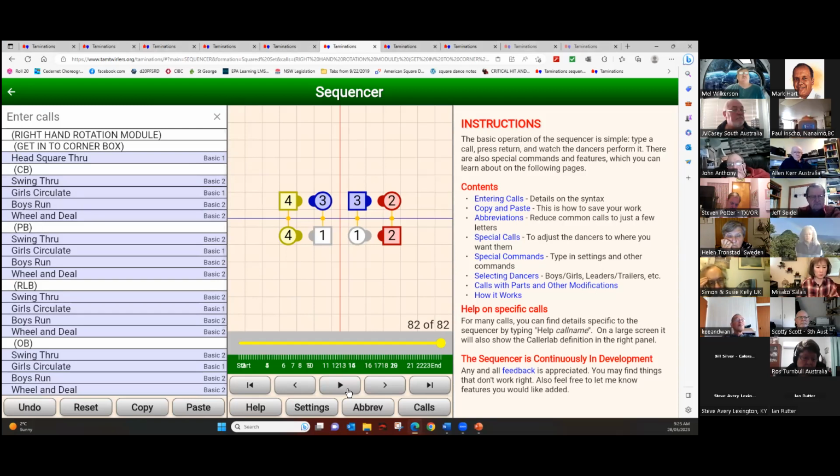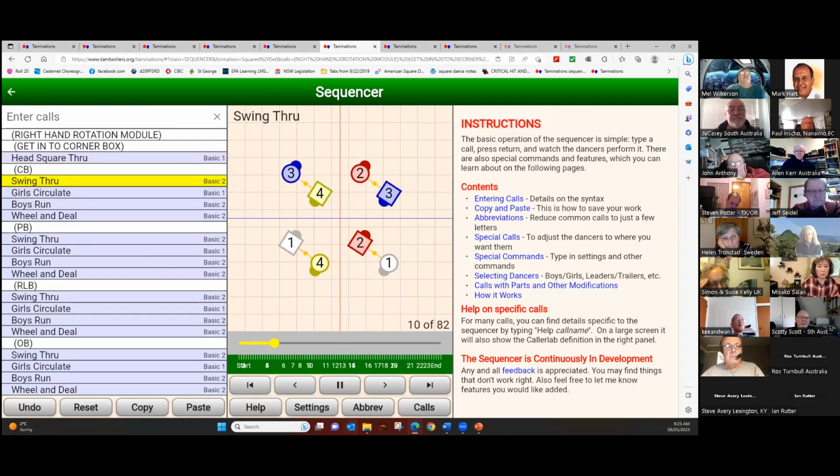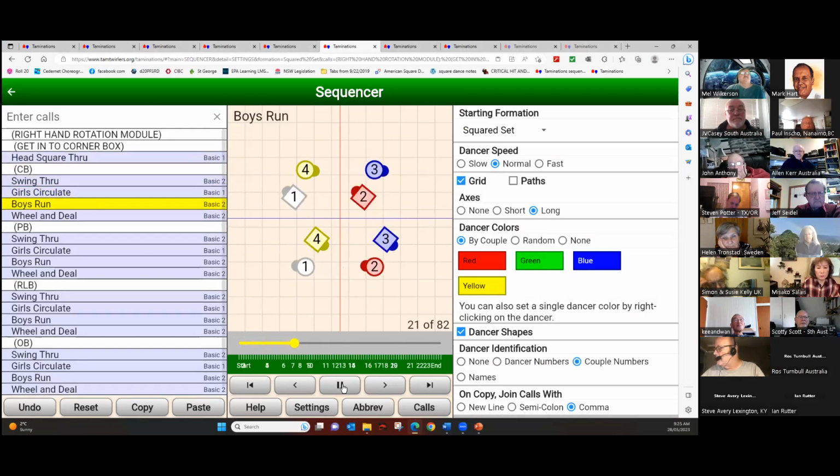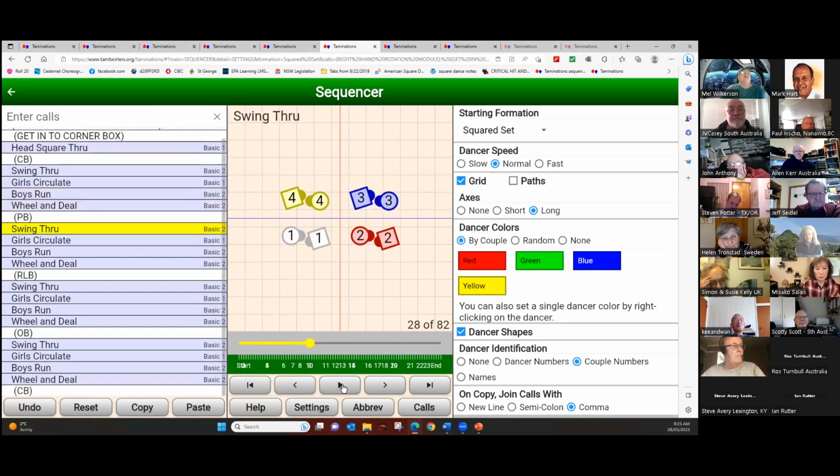So we'll get into a corner box. Head square through, and I've slowed it down a little bit for you there, Alan. Okay, so there's my corner box. There's the sequence. Boom.